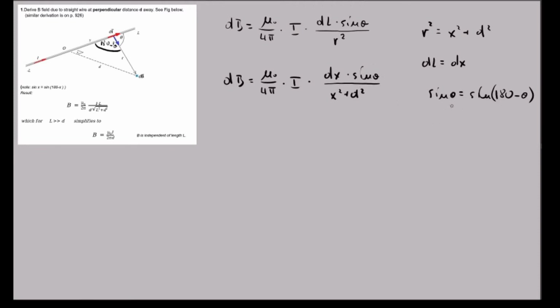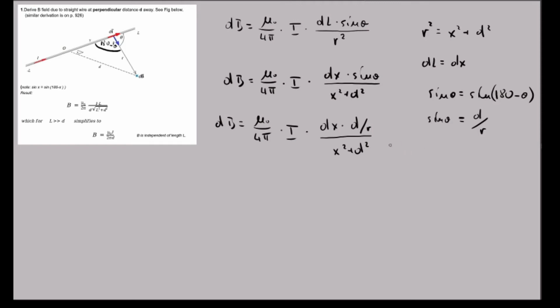Now I need an expression for sine theta. That would be the same thing as an expression for sine of 180 minus theta, and sine of 180 minus theta is simply d over r, looking at this triangle here. So I can take this expression for dB and rewrite it: I times dx times, instead of sine, d over r, and then divided by x squared plus d squared.